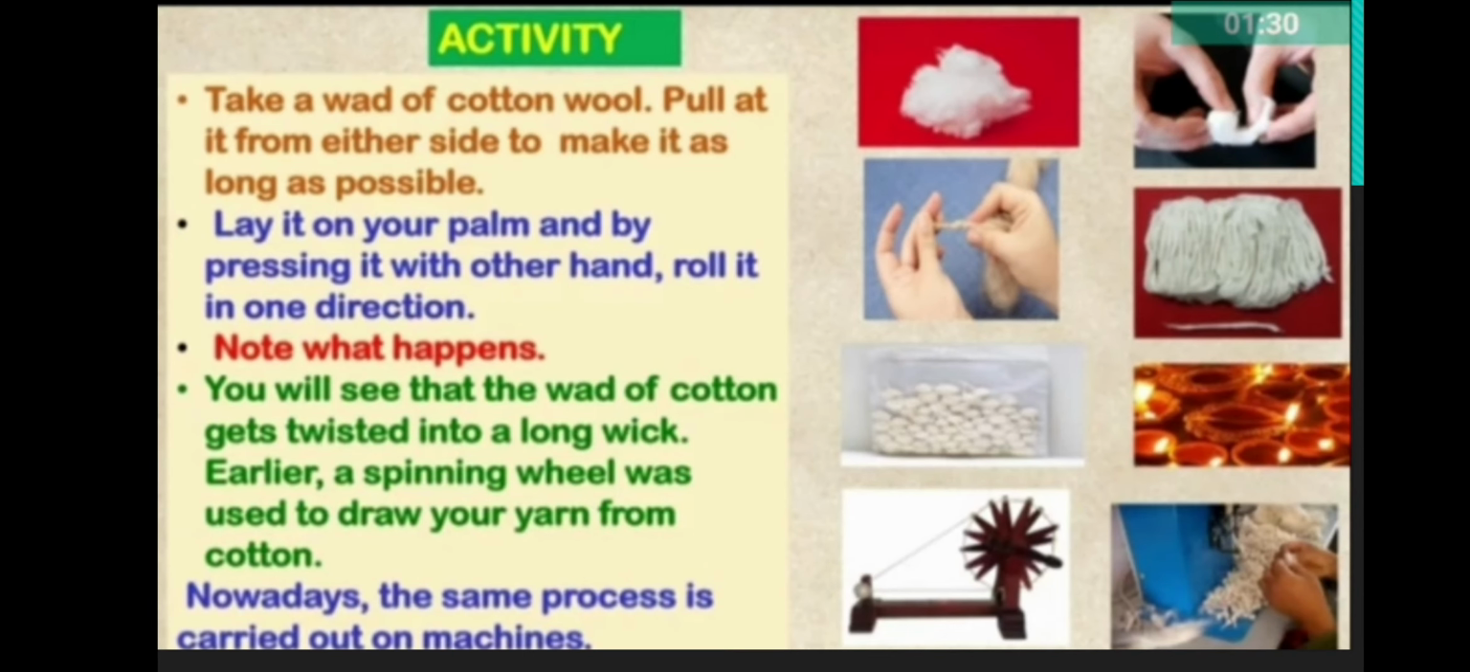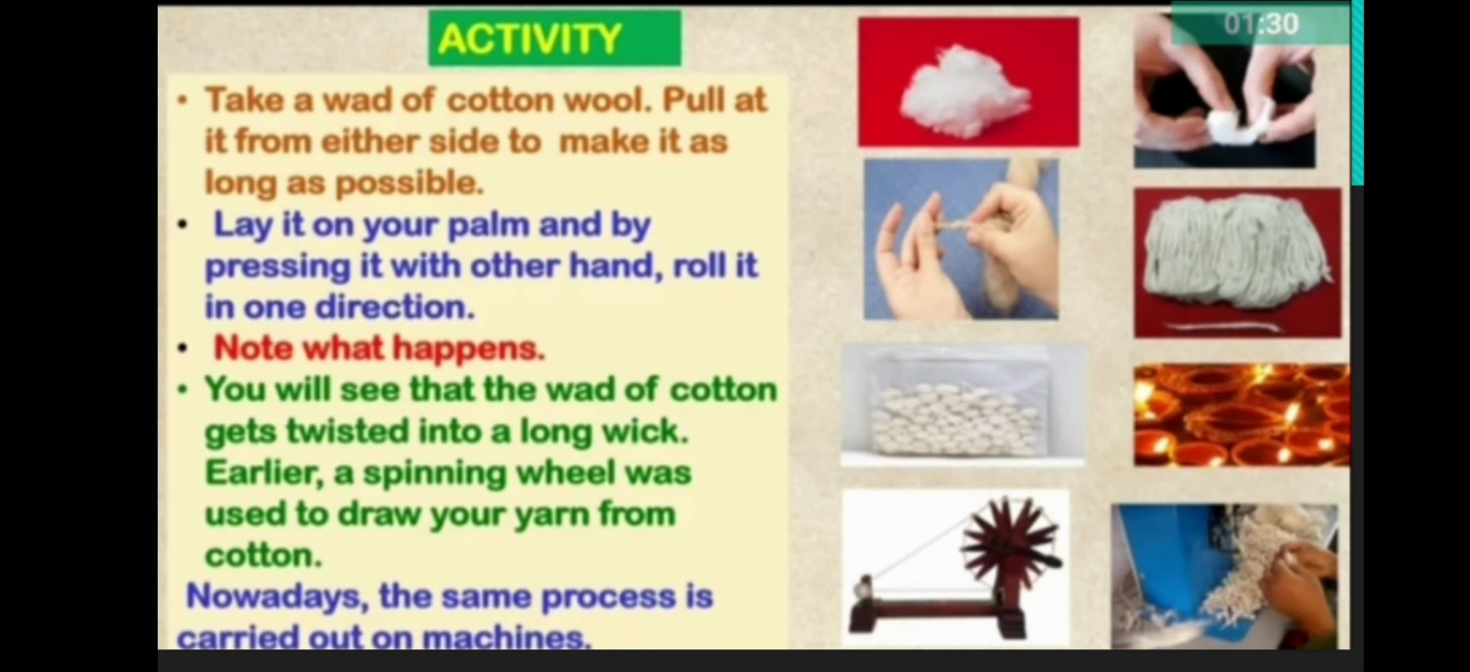Now let's do an activity. Take a wad of cotton wool. Pull at it from either side to make it as long as possible. Lay it on your palm and, by pressing it with the other hand, roll it in one direction. Note what happens. You will see that the wad of cotton gets twisted into a long wick.